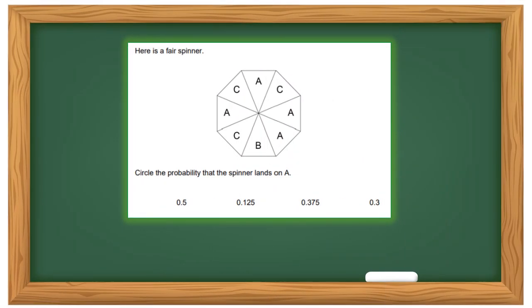Here's some examples of questions you may face in the exam. If you would like to have a go at it, stop the video and see what the answer is. So let's have a look at the answer.